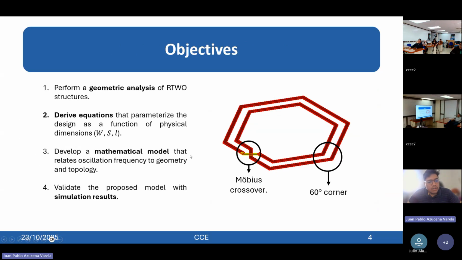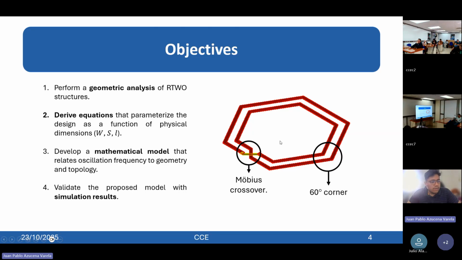Okay, the objectives of this work are fourfold. First, to perform a geometric analysis of the RTWO structure. Second, to derive equations that parameterize the design as a function of physical dimensions: conductor width, spacing between rings, and total length. Three, to develop mathematical models that relate oscillation frequency to geometry and topology. And finally, to validate the proposed model through simulation results.